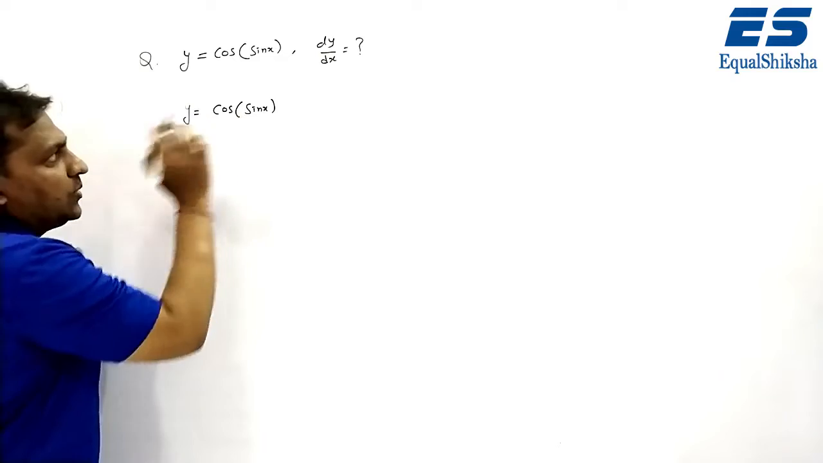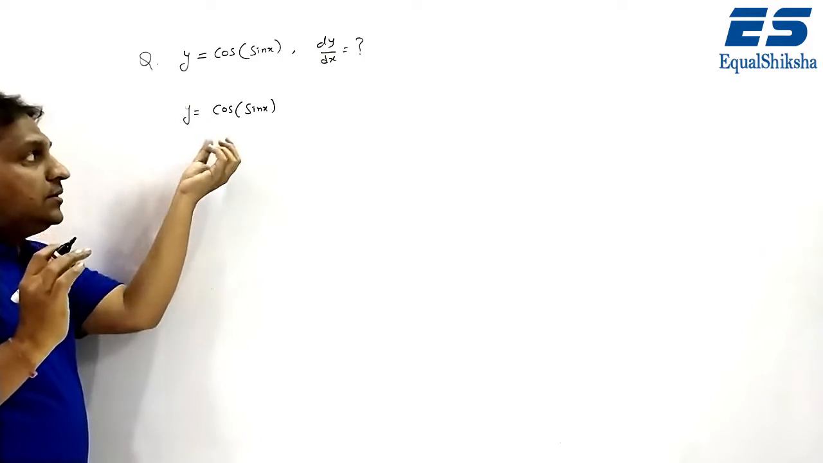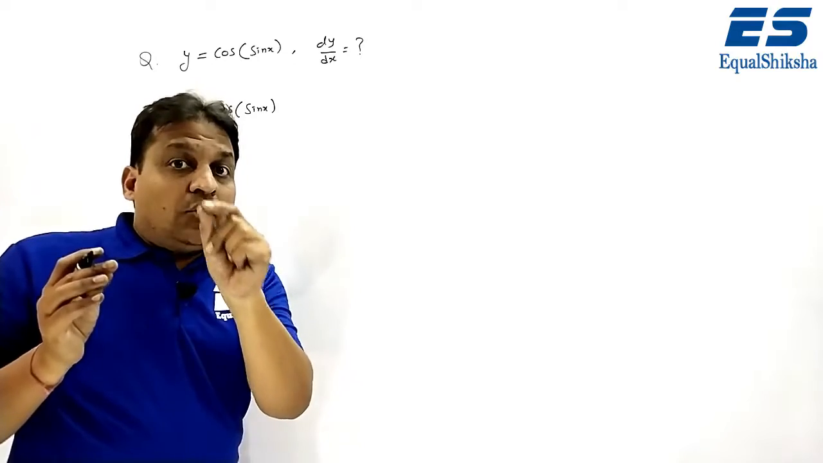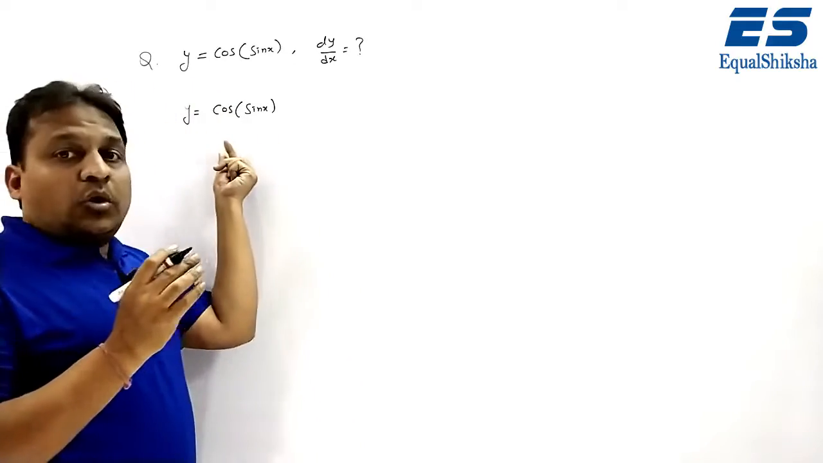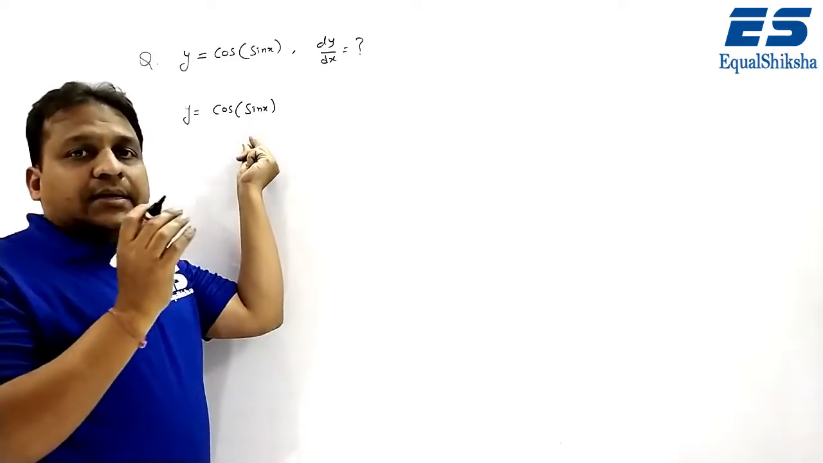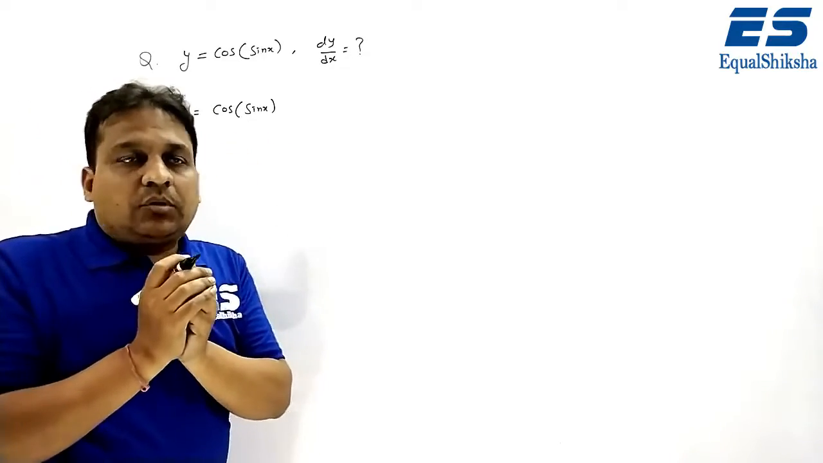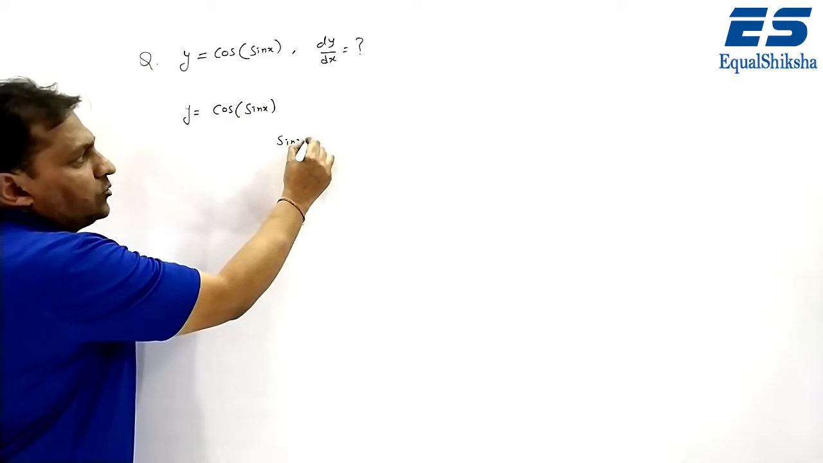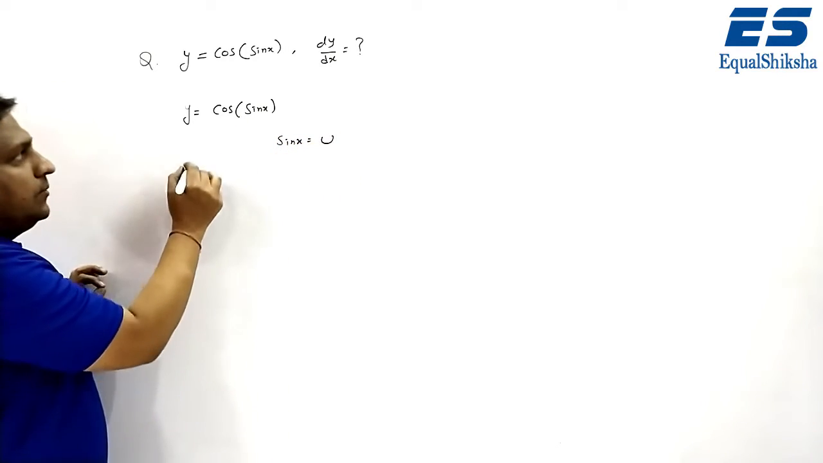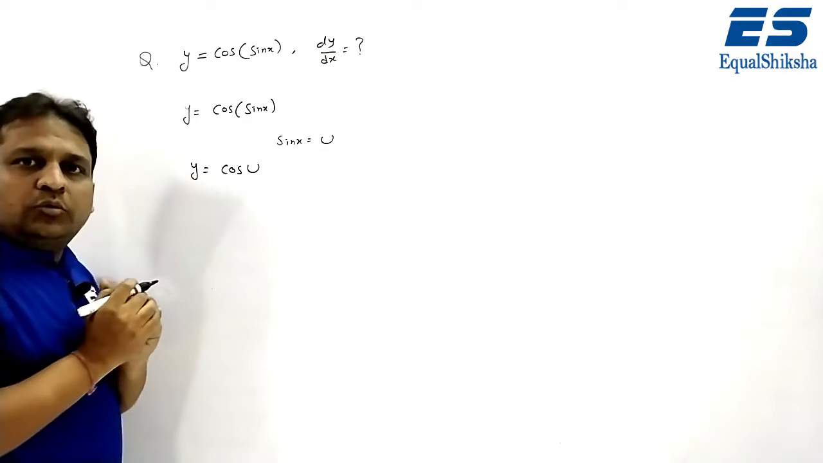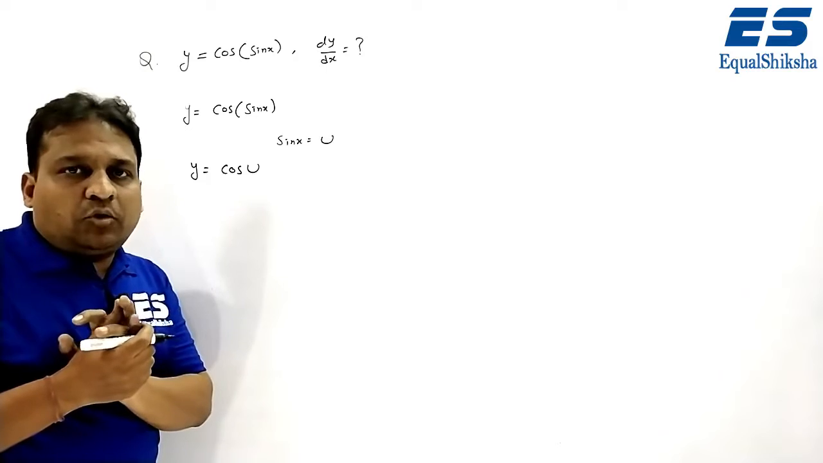Students, here you have to pay special attention. There are no two functions. There is no cos x into sin x. There is only one function, that is cos of sin x. This sin x will be considered as the angle of cos. Okay. Now for chain rule, I just suppose this sin x equals u. Then this y will be cos u, and we have to find the value of dy by dx.